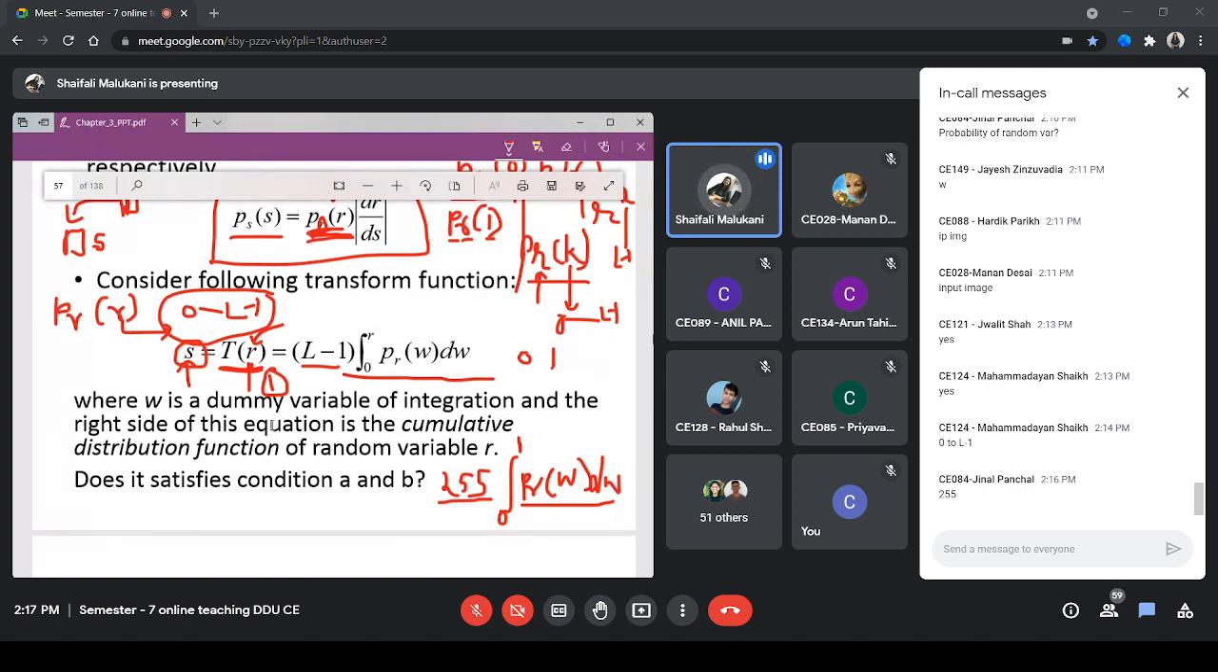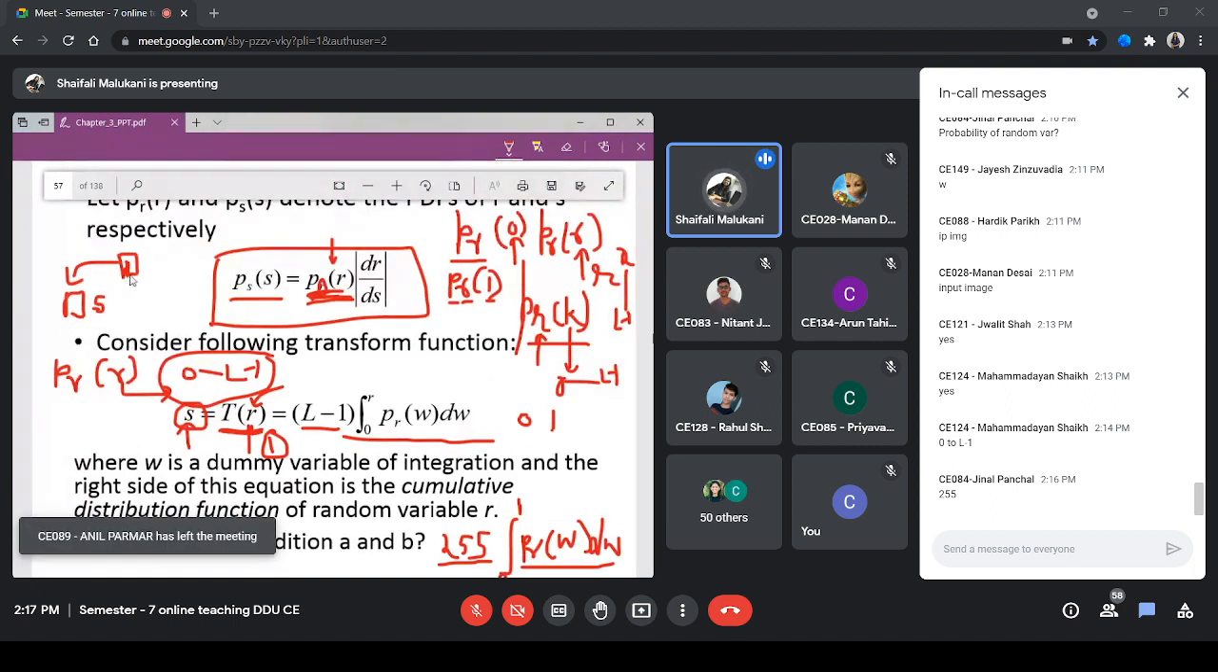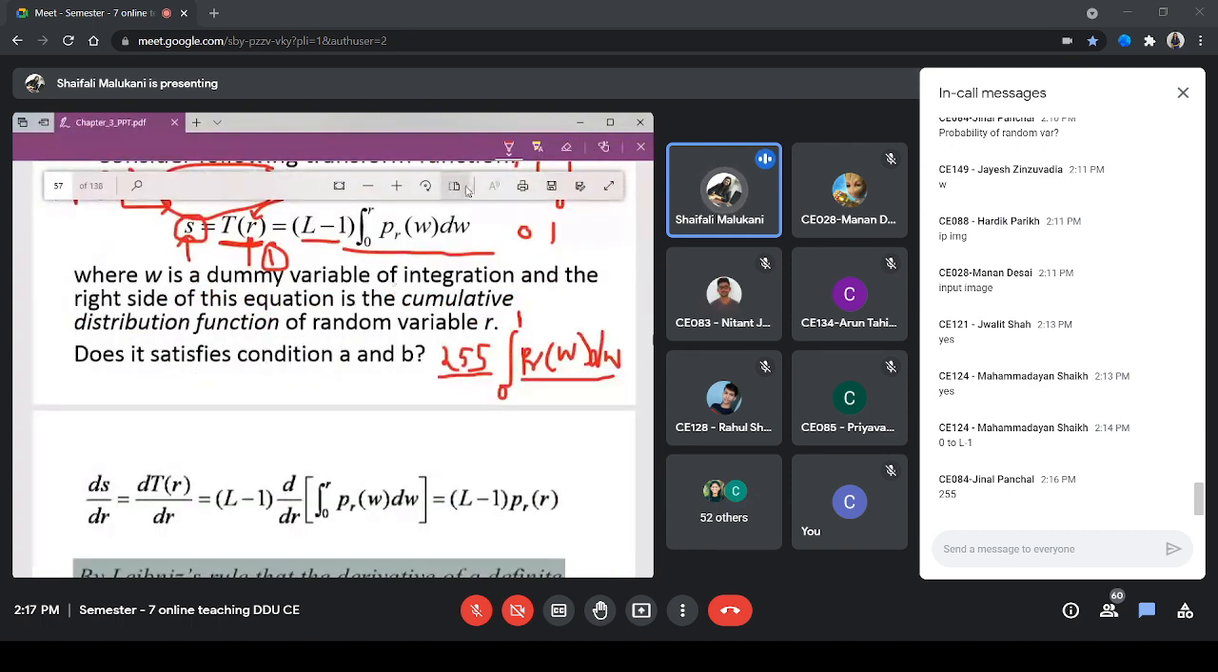But what is my point here? If you want to compute the equivalent value of my input value, I will substitute that value here. L minus 1 is a constant, then the integration from 0 up to that value of your input intensities, like what it indicates here.